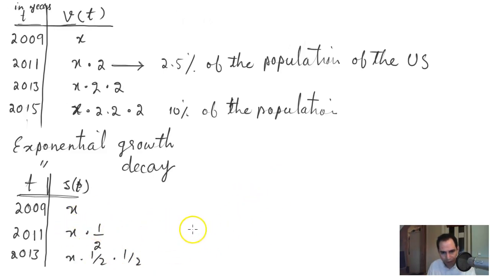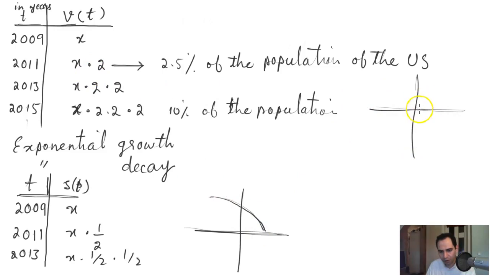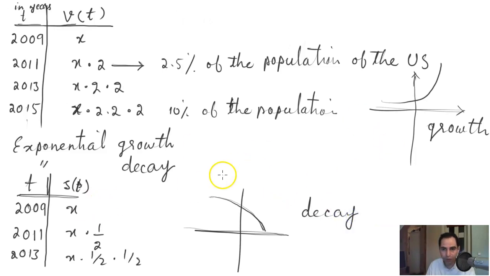In this case, you have a graph that looks something like this. The population is decreasing. In this case, you have a graph, and the population is increasing, something like this. So this is growth, and this is decay, and both of them are of course exponential models.